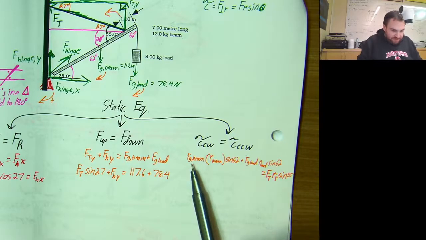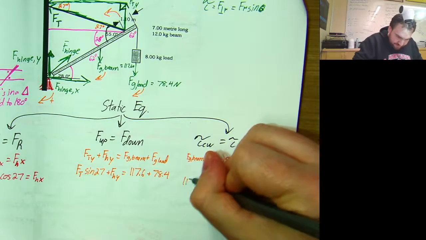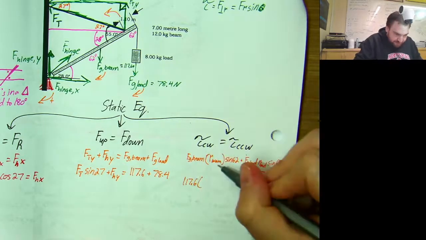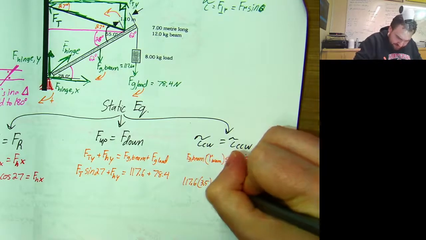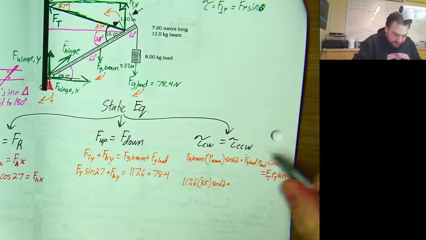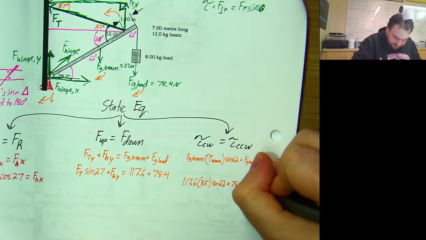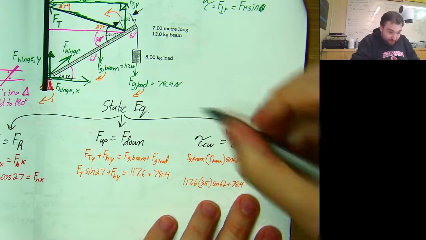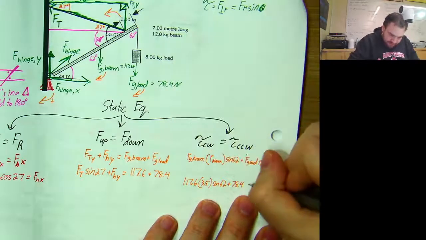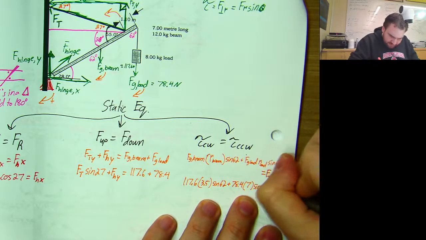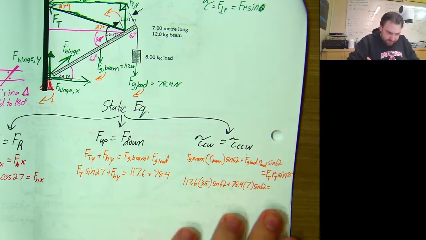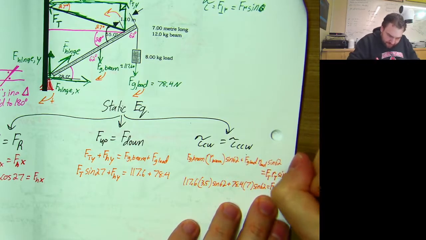So I can put some values in here. That's going to be 117.6 times our beam is 3.5 sine 62 plus 78.4. It's acting right at the end. So that's 7 sine 62 equals F perpendicular.